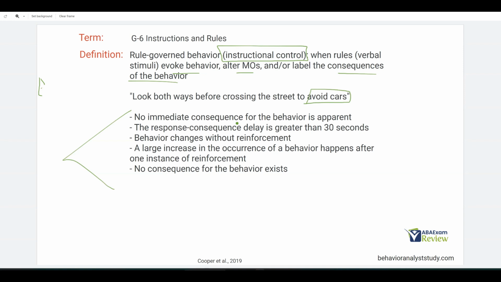Let's say, for instance, your client's parents are painting the house, and you tell the client when you get there, you can't touch the walls today, or else you'll get paint on your hands and your mom will get mad. Well, we don't have to go through the whole process of the client touching the paint and then the mom getting mad. If you have instructional control, that should be enough to where the client avoids touching the wall altogether. And that's the power of rule governed behavior. We don't even need a consequence sometimes to exist. The verbal stimuli is enough.